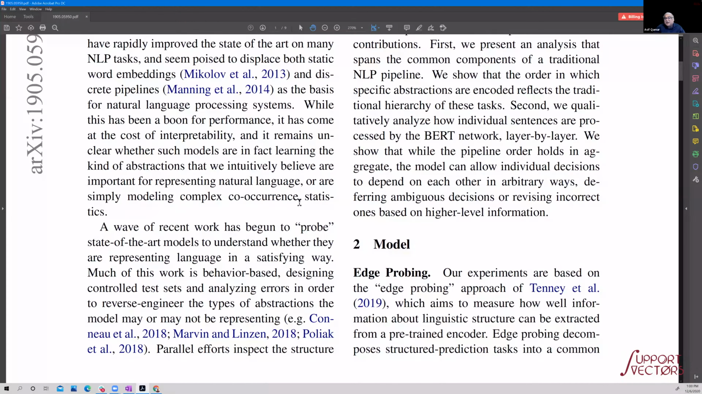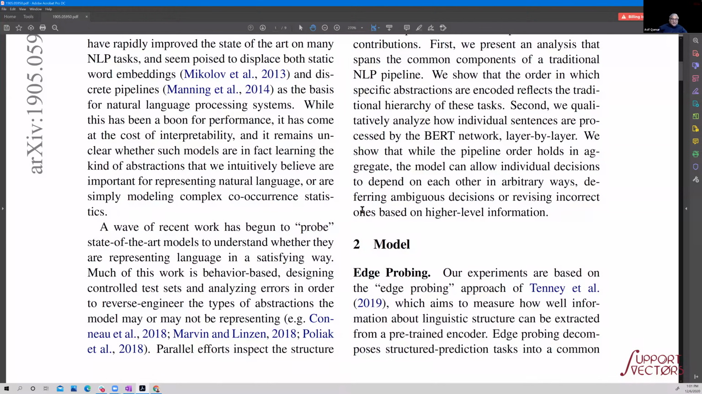So people are starting to ask those questions. Much of this work is behavior-based, designing controlled test sets and analyzing errors in order to reverse engineer the type of abstractions the model may or may not be representing. So far, so good, guys. It's very simple. They're saying that we're going to take the model and try to see its behavior. How does it change? And we'll design some experiments to figure out what is what.